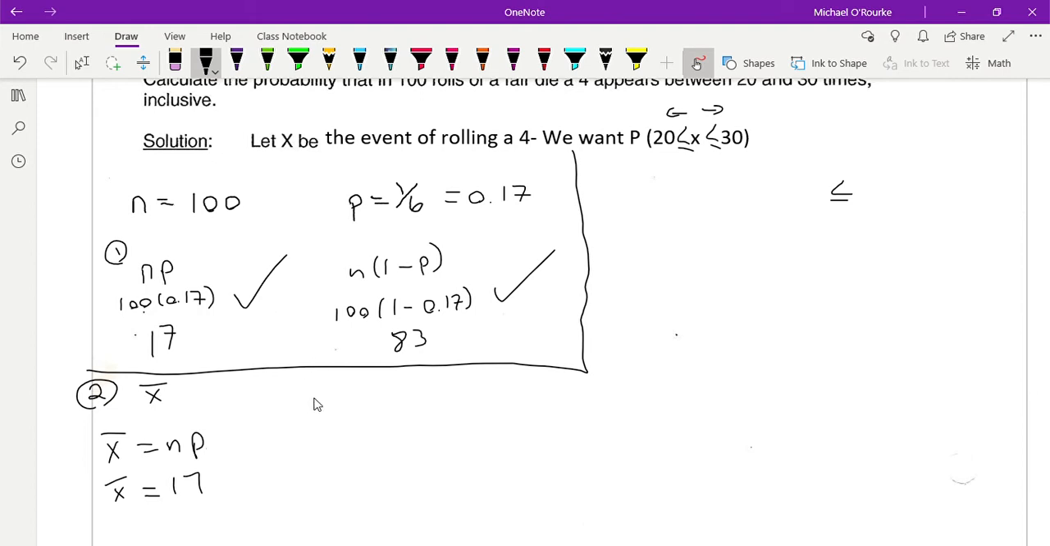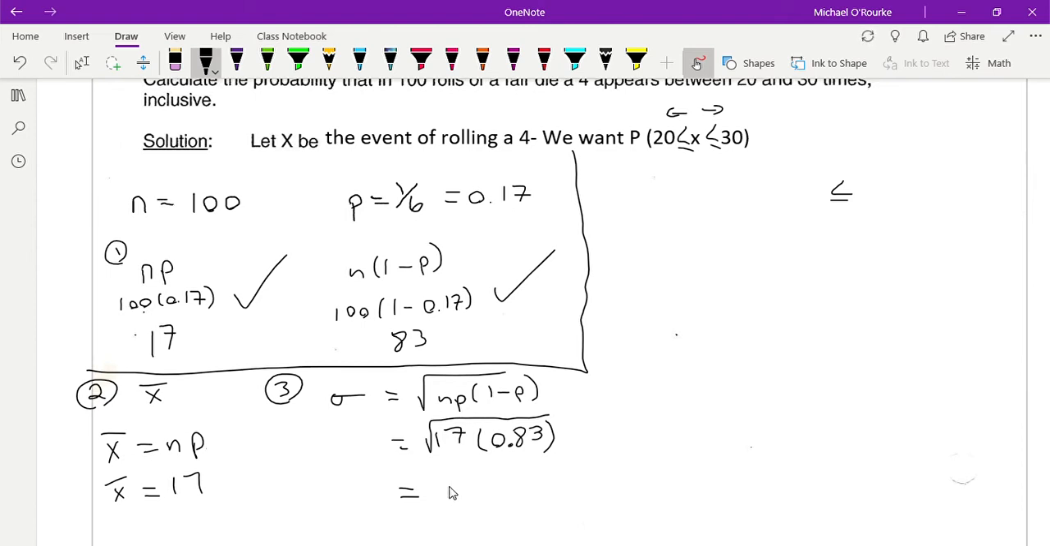Now standard deviation. What's the formula for standard deviation? Do you guys understand how I got that number without writing it? The 0.83 is 1 minus 0.17.